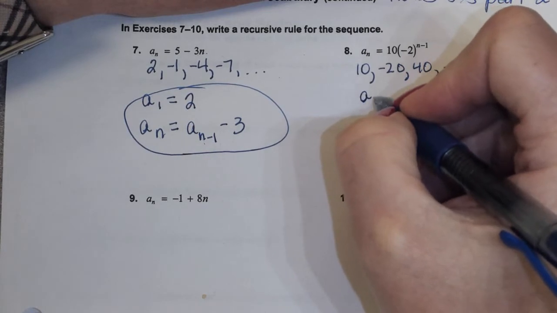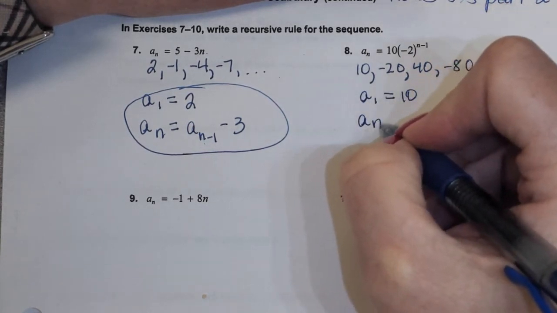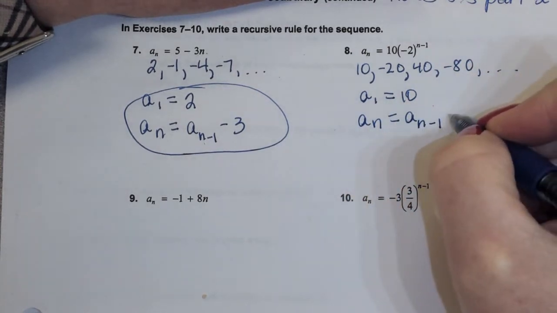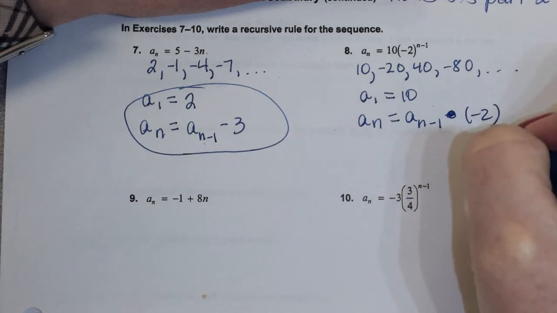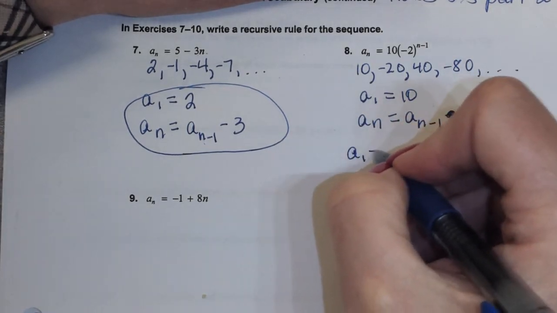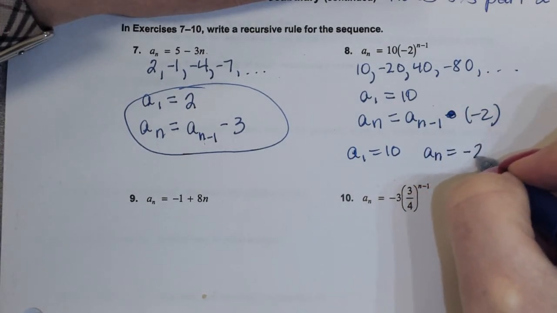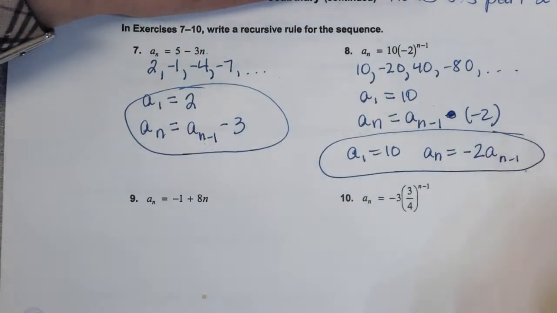So recursively, I have to state what a sub 1 is, and then I have to say a sub n is going to be the previous term times, in this case, -2. So I might want to write that as a sub 1 equals 10. A sub n is going to be equal to -2 times a sub n minus 1. That'd be a little bit better than the other way.